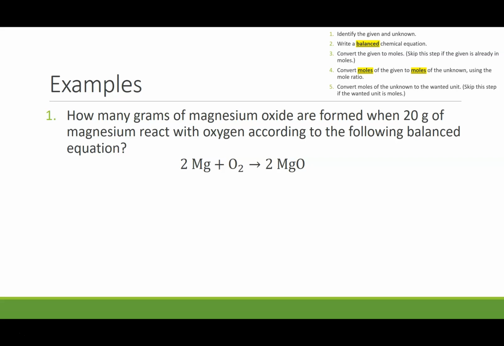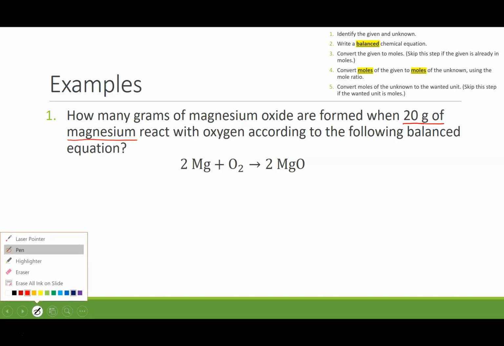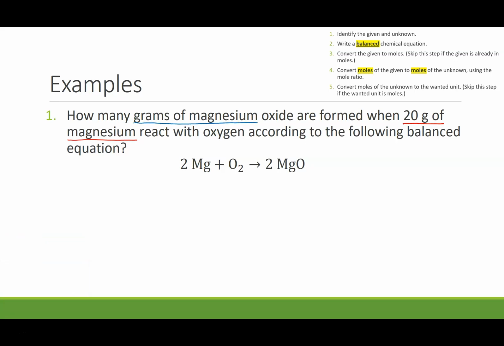So the first step is to identify the given and unknown. So the given in this problem is 20 grams of magnesium, and the unknown is the grams of magnesium oxide. And our first step is done. Second step, write a balanced chemical equation. We are provided a chemical equation and it is already balanced, so second step is done.